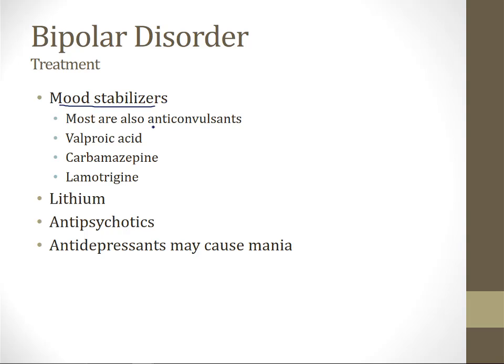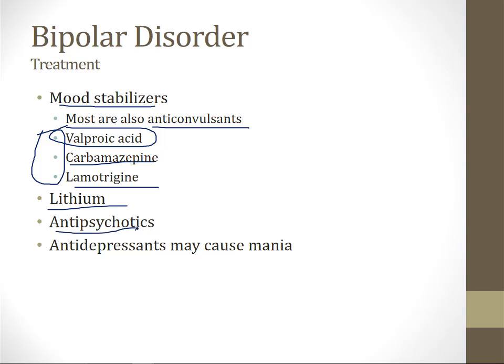Most of these drugs are also anticonvulsants that can be used to treat seizures. One of the classic drugs used in bipolar disorder is valproic acid. Other drugs are carbamazepine and lamotrigine. And I talk about all three of these drugs and their mechanisms and side effects in the neurology section in the video on seizures. Another drug that can be used is lithium, which I talk about in another video. Antipsychotics are sometimes used. And then finally, as I mentioned earlier, it's classically taught that antidepressants may cause mania in patients who have bipolar disorder, although as I also mentioned earlier, this has been called into question in recent years.